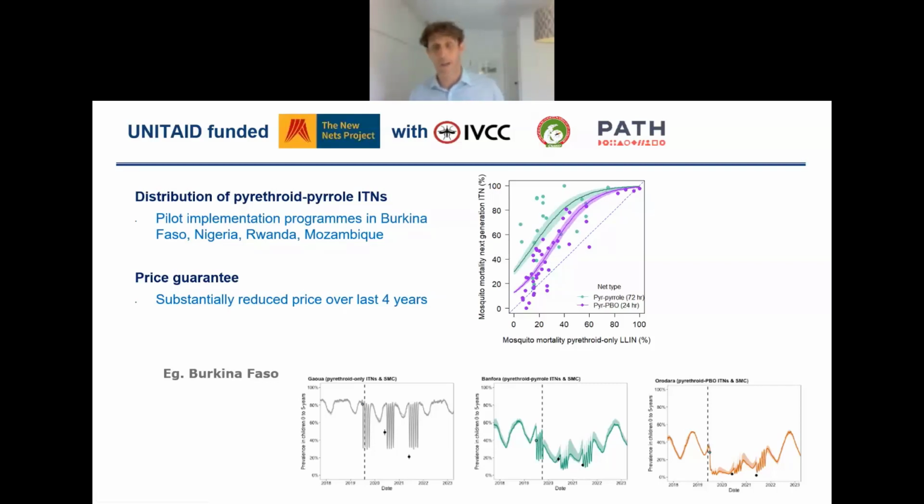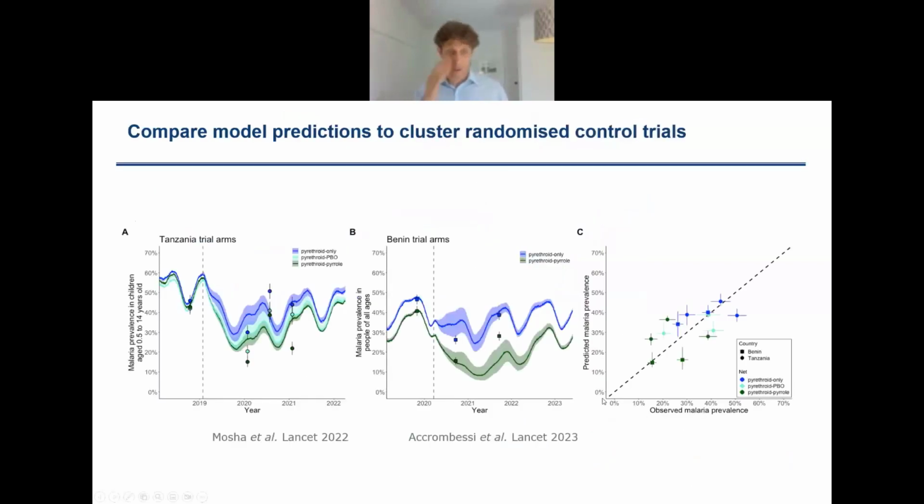So what we've been doing is we've been trying, in these sites where they trialed these new nets, to see if our models can recreate the dynamics of what's going on. We've been doing this over the last 2 or 3 years. And last year, the first cluster randomized controlled trial of this new net was trialed in Tanzania by Mosha et al. and Natasha Protopopova, to try and improve these fits. Currently, we're just predicting at the arm level, but hopefully we'll be doing predictions at the cluster level, which might be better moving forward. So what can help people make that decision?